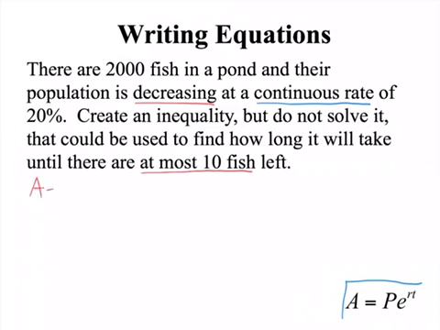So A, do we know how many fish there are in the pond to start with? Yeah, it says 2,000. How do we know it's 2,000? There are ways to figure out and estimate the number of fish in a pond. You can do that. I'm not going to do that here.